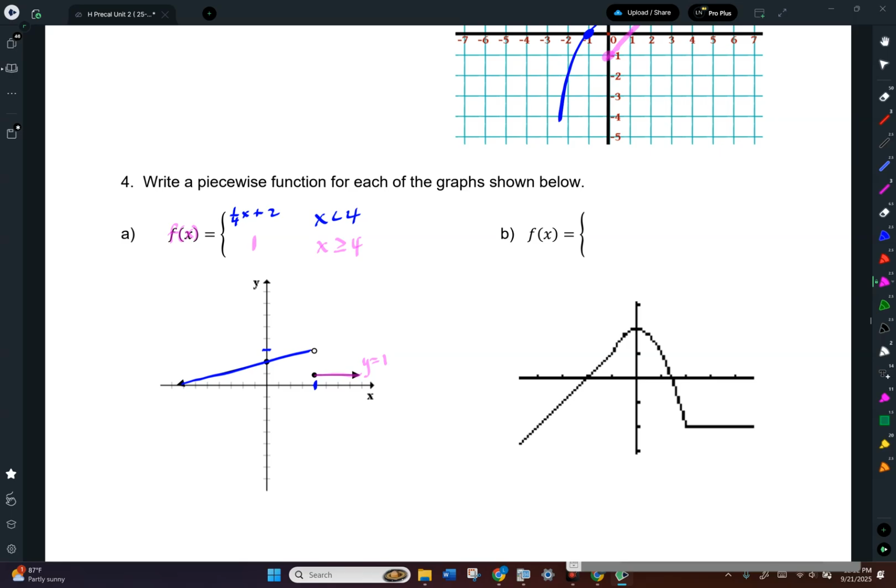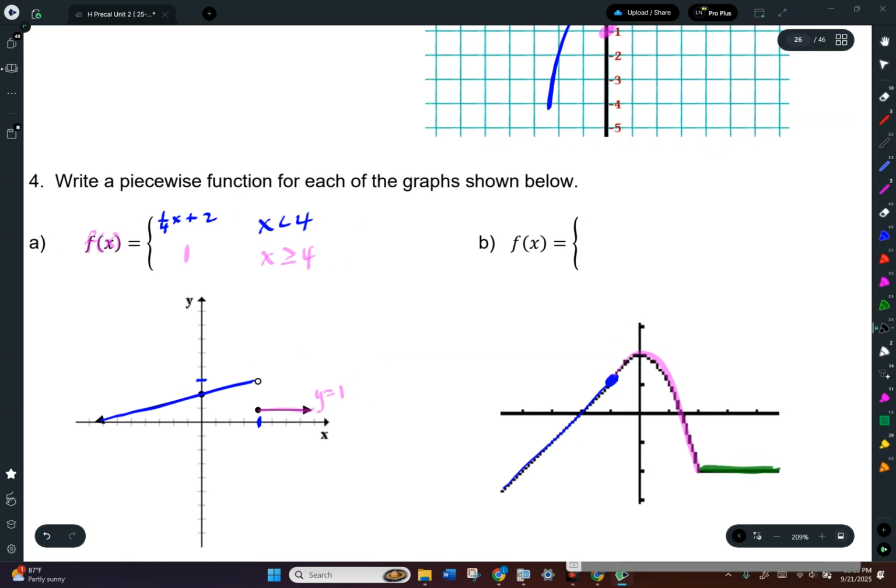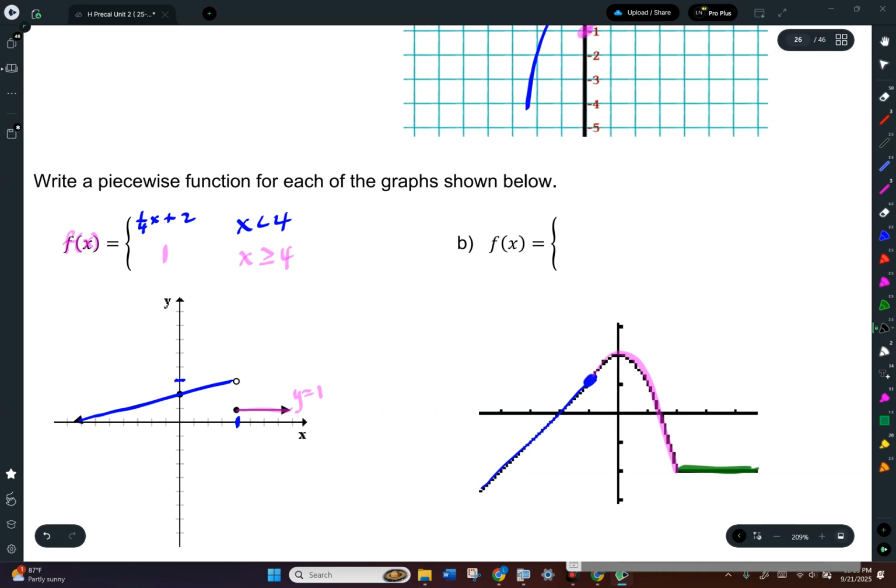Okay? So on letter B, I see 3 pieces. First I see this line, and then I see this parabola, and then I see this line. So I see 3 pieces. So how about we divide it up first? So the first piece, it looks like when x is less than 1.